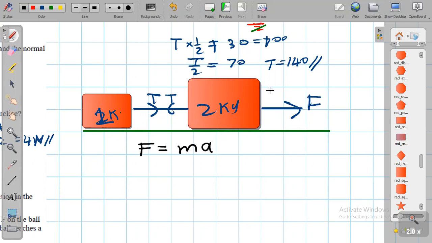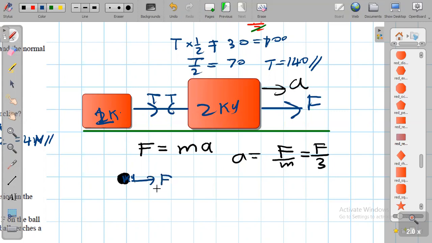Now, how to get the acceleration of the system? You can find out the acceleration of the system by F over m. So F over 3 is the acceleration. Now only consider this body, the body over here, that is 1 kg, and the force is F here. The acceleration is the same acceleration you found. It is under the same acceleration.